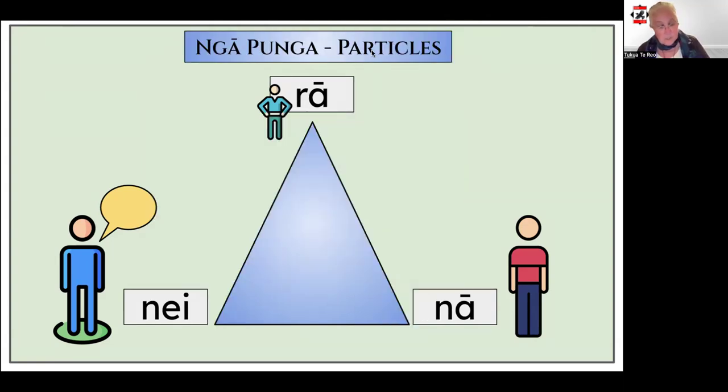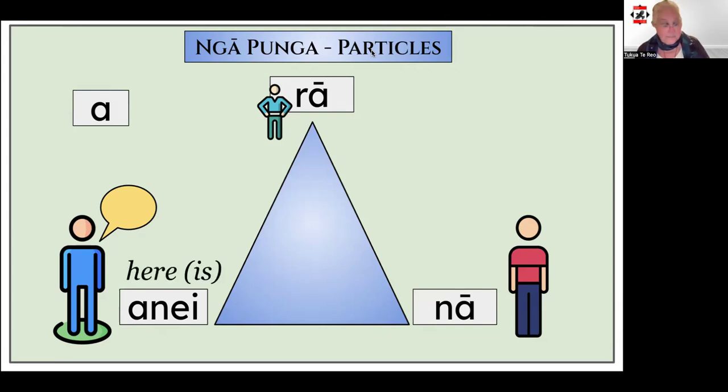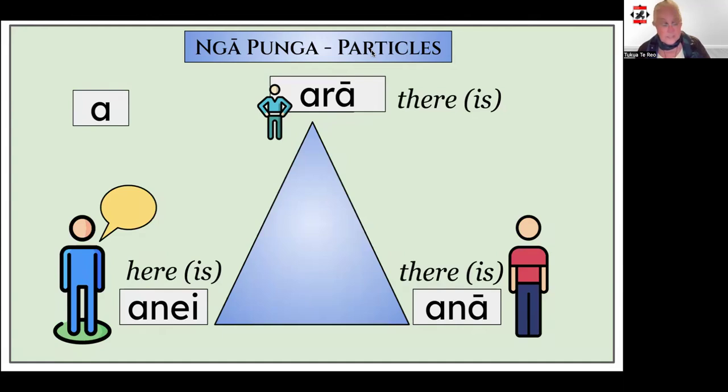In this video, I'll be showing you how these three punga can be paired with other particles to make new words, still working along the same idea. I'll show you what I mean now. Let's start by adding a to make Anei. An example of when we would say Anei is when we're giving something to someone and we would say Anei, here is. Anā is similar in that we would be saying Anā, there is, near the one we are speaking to. And the same with ara, there is or there it is, away from both the speaker and the listener.